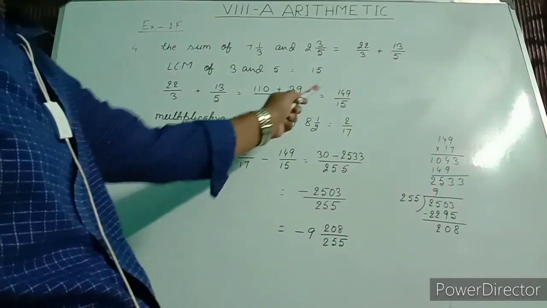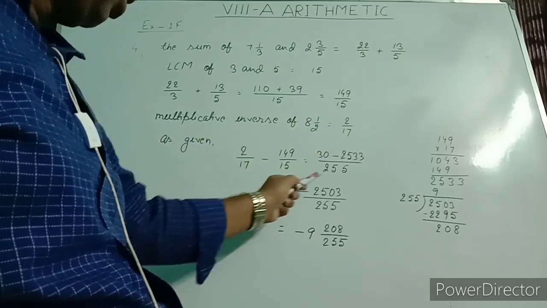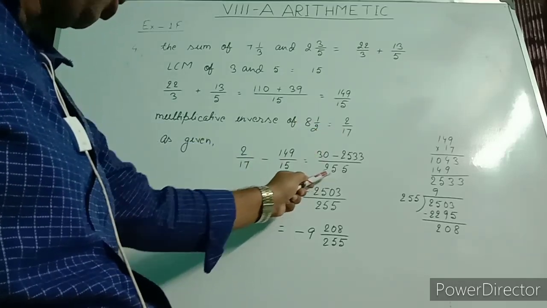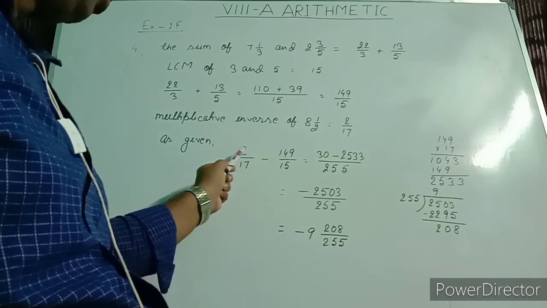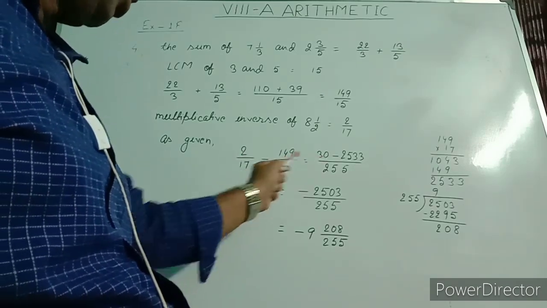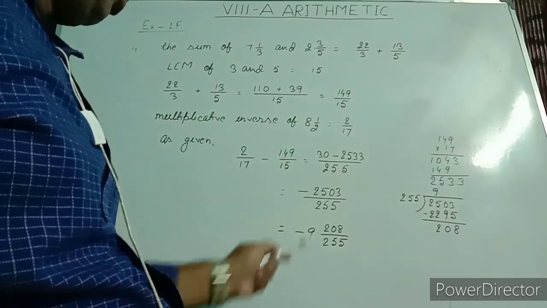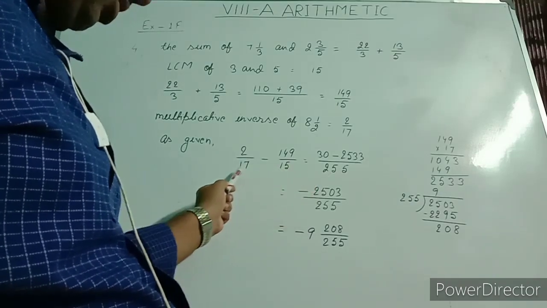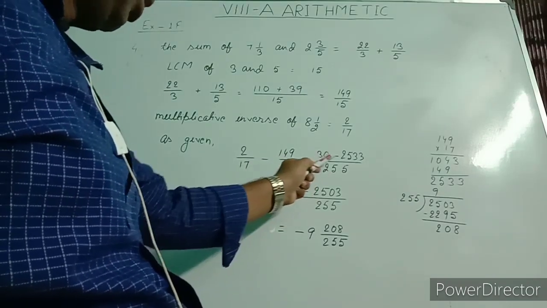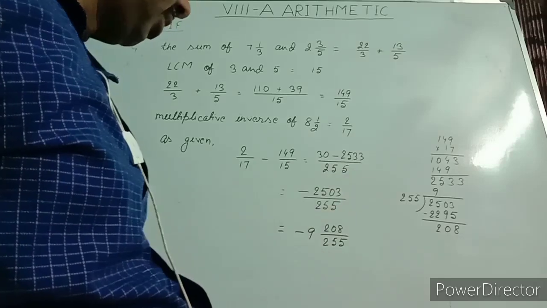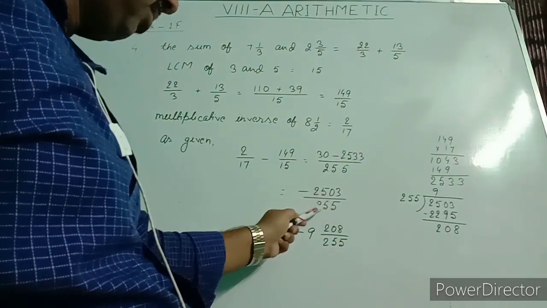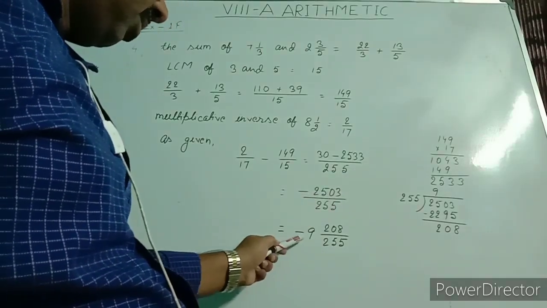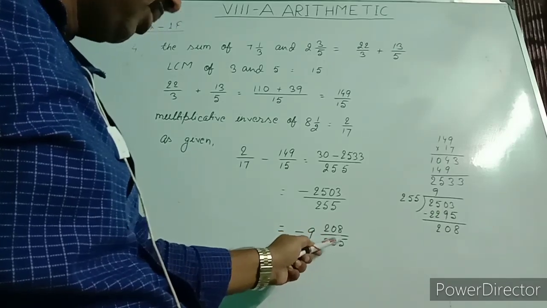So I subtracted this sum from 2 by 17. LCM became 255. I divided this by 17, I got 15. 15 into 2 equal to 30, minus. Again I divided 255 by 15, I got 17. 17 into 149 equal to 2533, equal to minus 2503 by 255 equal to minus 208 by 255.